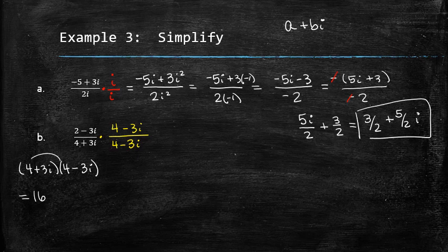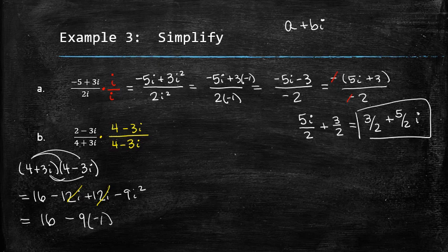So 4 times 4 is 16. Then I would have minus 12i. Distribute the 3i, we get plus 12i, and then minus 9i squared. So the minus 12i plus 12i is going to cancel. So we have 16 minus 9, but remember 9 is being multiplied by i squared, so it's being multiplied by a -1. So this is really 16 plus 9, or 25. Okay, so again, once we multiplied, the denominator turned out to be a nice real number, 25.